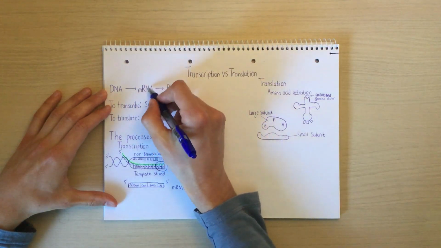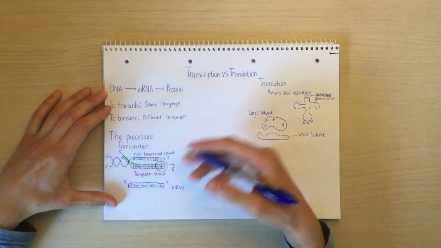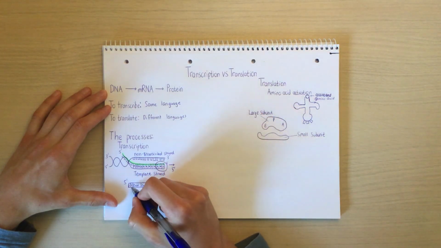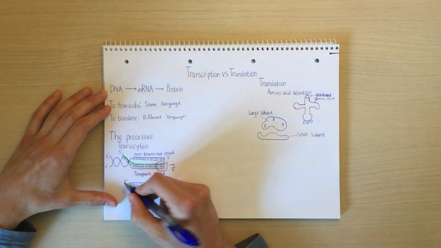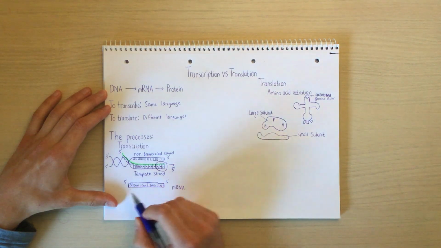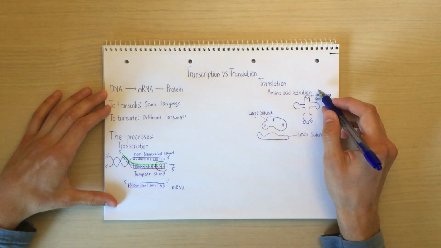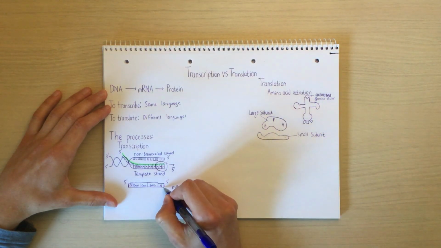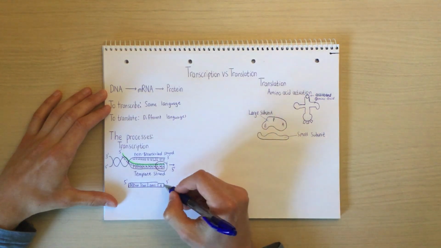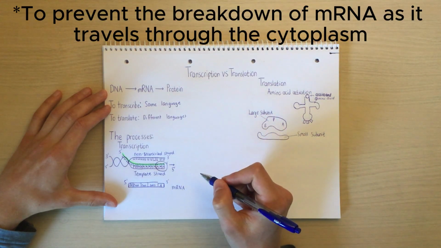We need messenger RNA. So what happens is post-transcriptional modification. And what happens here is a guanine cap is added at the 5' end. So that's a single guanine nucleotide, and that is going to be used to set off translation. An adenine tail of 100 or so adenine nucleotides is added to the 3' end.